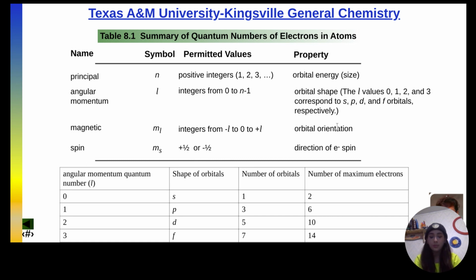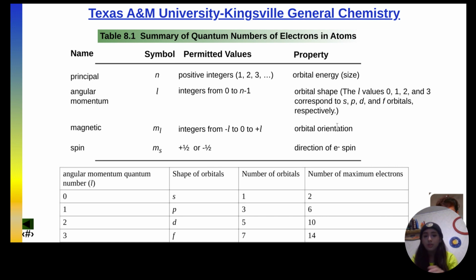Then moving on to spin, it's ms, which is easy to know because the s is for spin. And then the permitted values of that, which is your spin, are plus 1/2 or negative 1/2, and that is the direction of the electron spin.